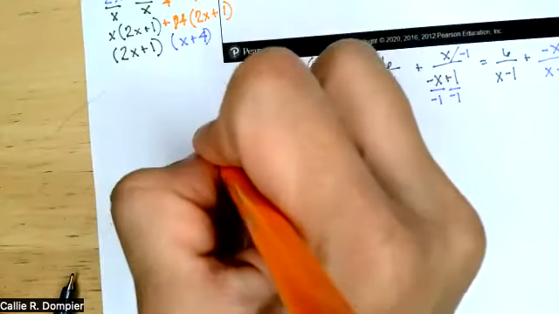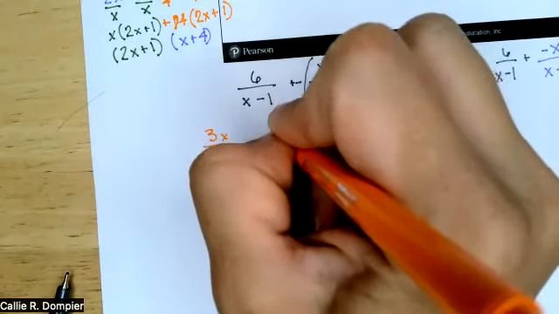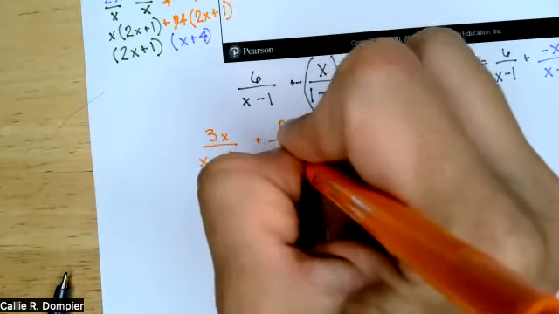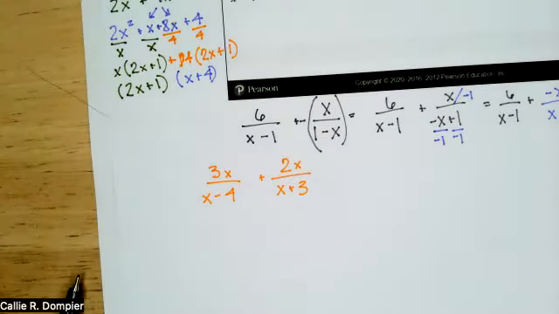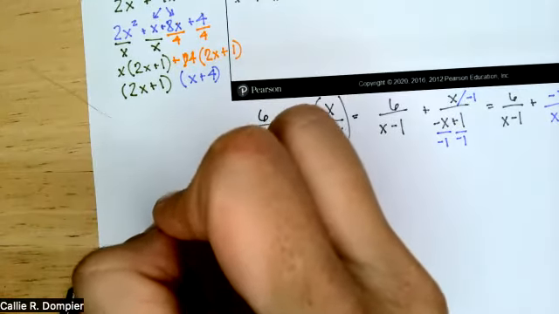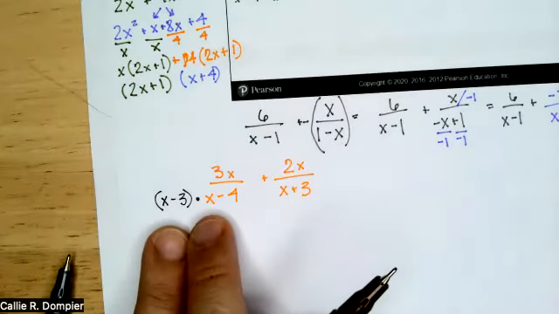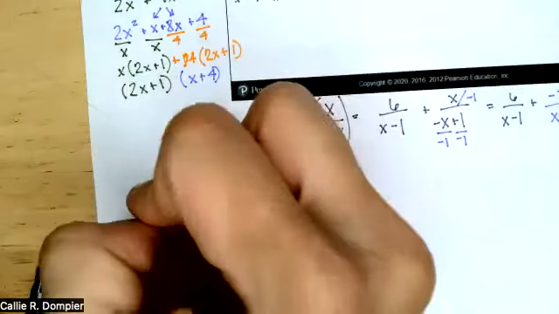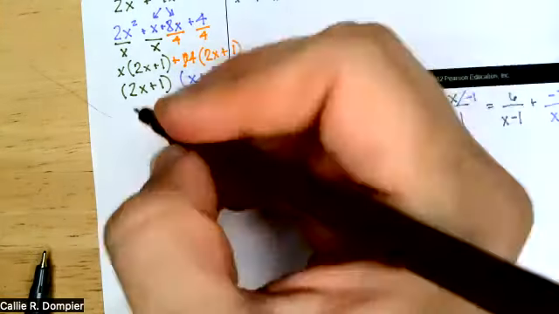Next one is 3x over x minus 4 plus 2x over x plus 3. Definitely not common denominators, right? So what we need to do is take this one, multiply it by this one. So our common denominator is just going to be x minus 4 times x plus 3. So I should make it plus 3. Good. Anything I do to the bottom, I have to do to the top.